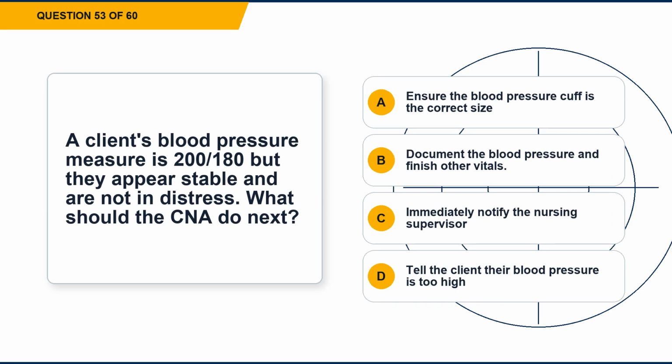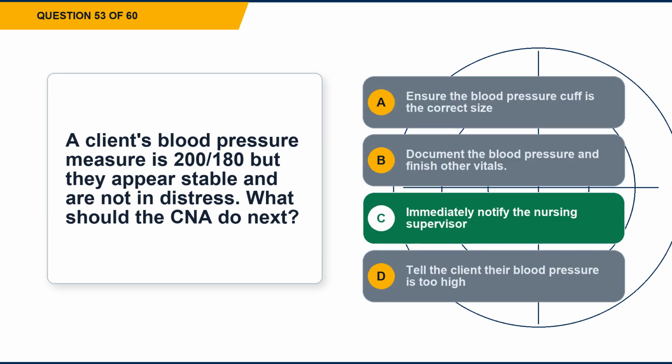Question 53. A client's blood pressure measure is 200/180, but they appear stable and are not in distress. What should the CNA do next? Option A, ensure the blood pressure cuff is the correct size. Option B, document the blood pressure and finish other vitals. Option C, immediately notify the nursing supervisor. Option D, tell the client their blood pressure is too high. The correct answer is option C, immediately notify the nursing supervisor.